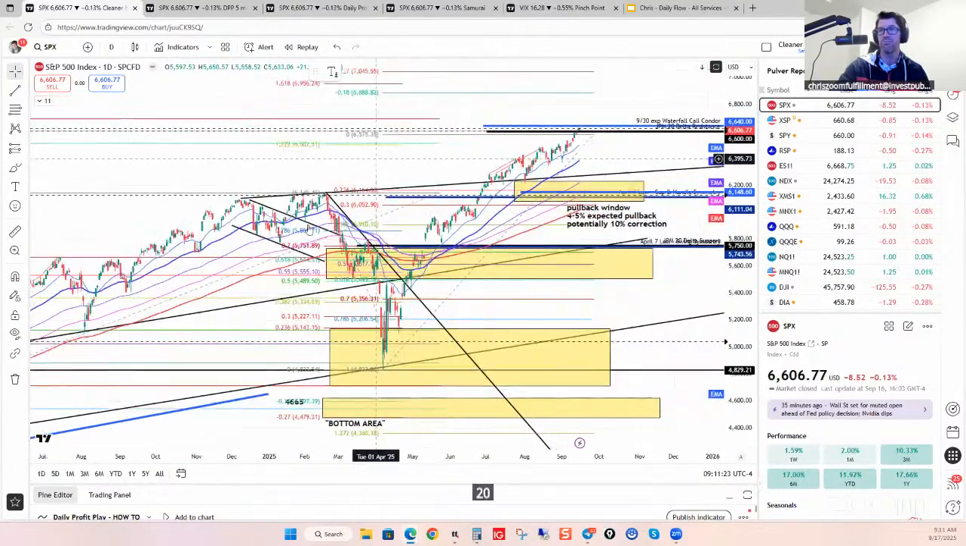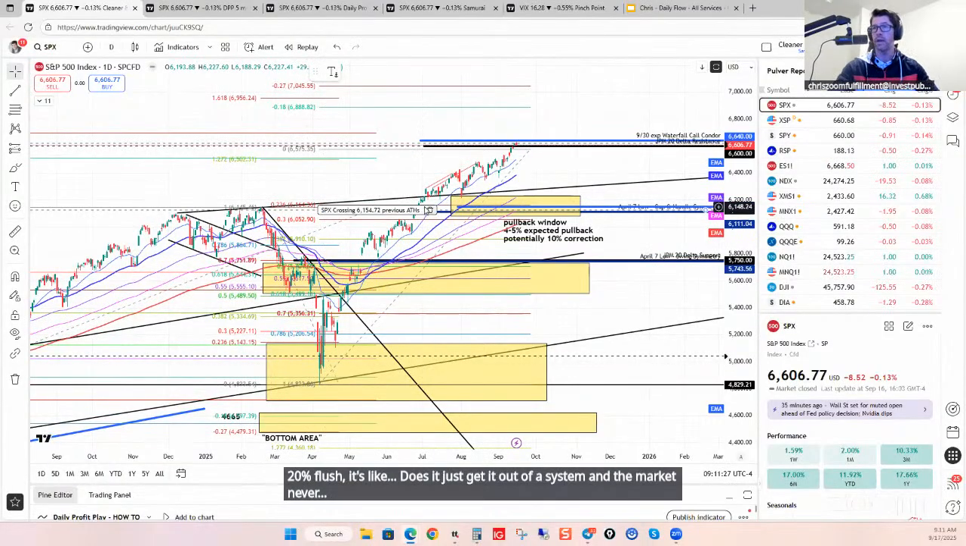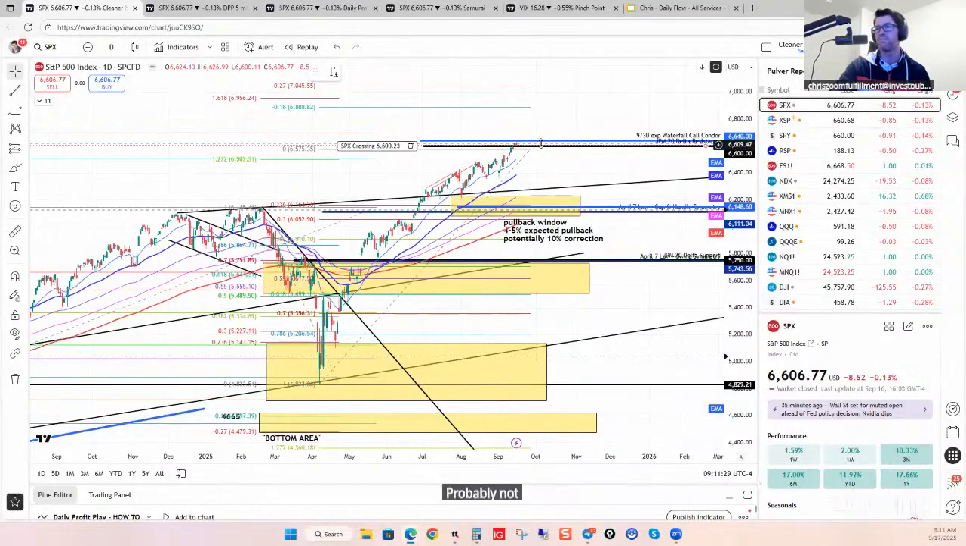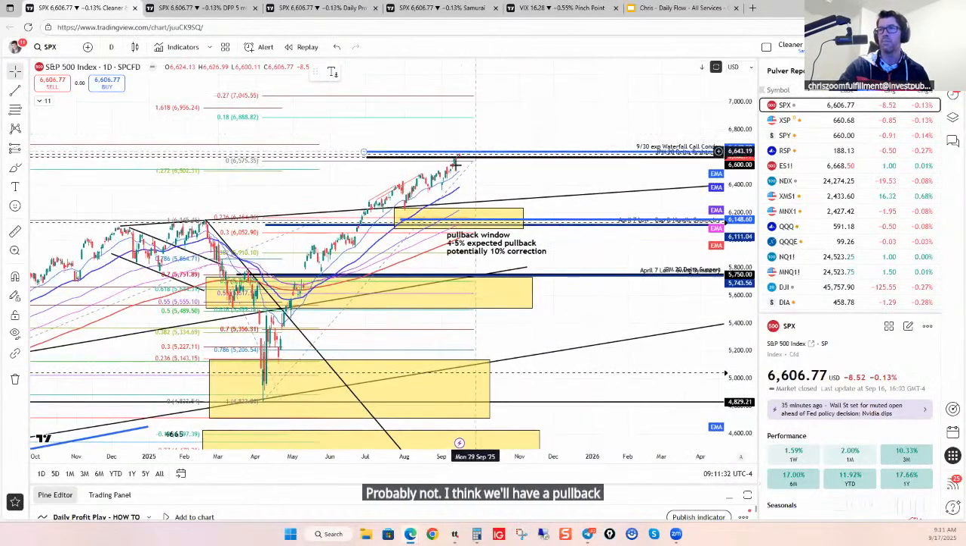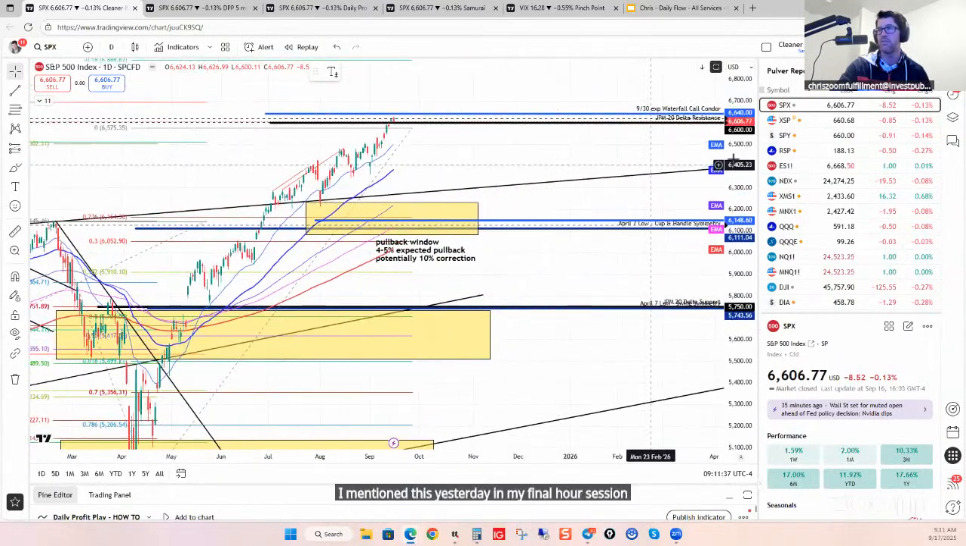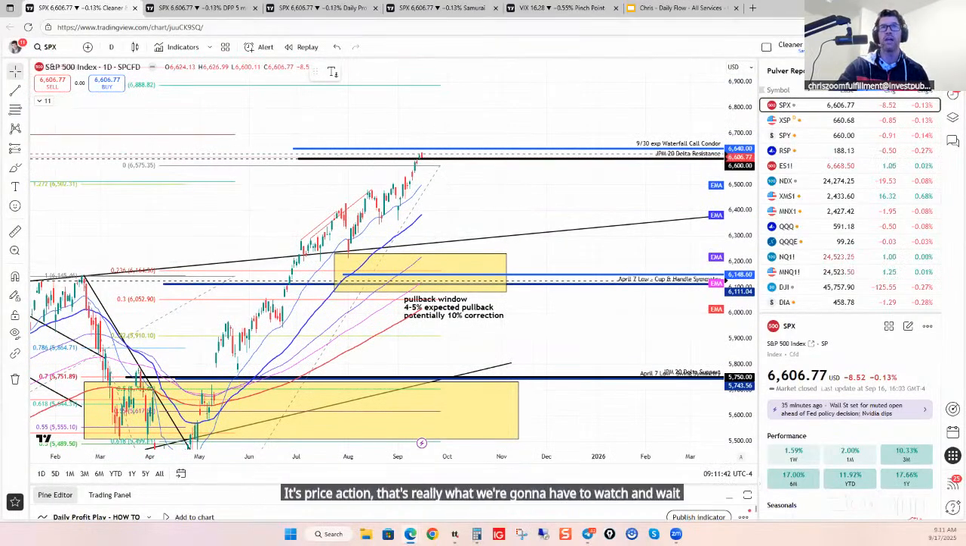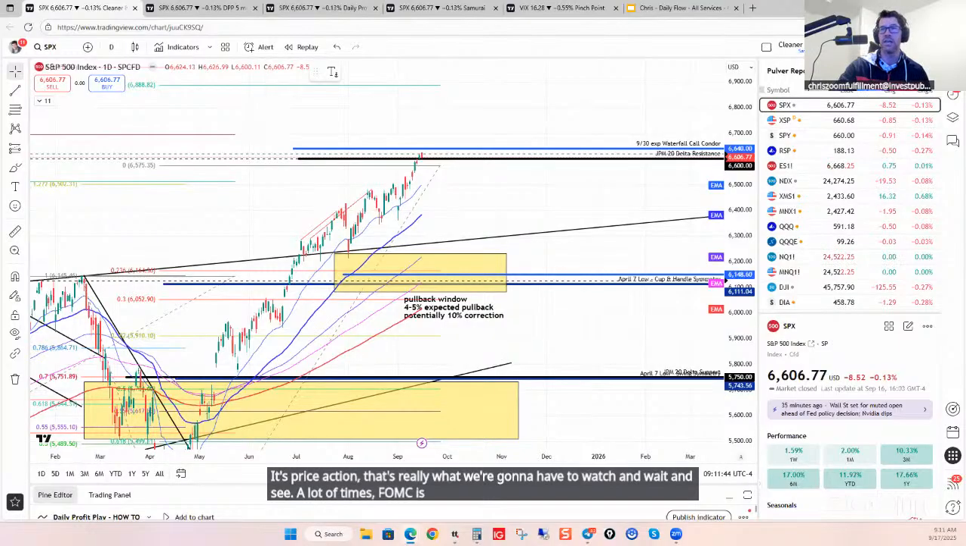20% flush. It's like, does it just get it out of its system and the market never knows how to pull back ever again? Probably not. I think we'll have a pullback. Is today what kind of signals it? Maybe. I mentioned this yesterday in my final hour session and yesterday in the daily profit play live session. It's price action. That's really what we're gonna have to watch and wait and see. A lot of times FOMC is a noisy day.